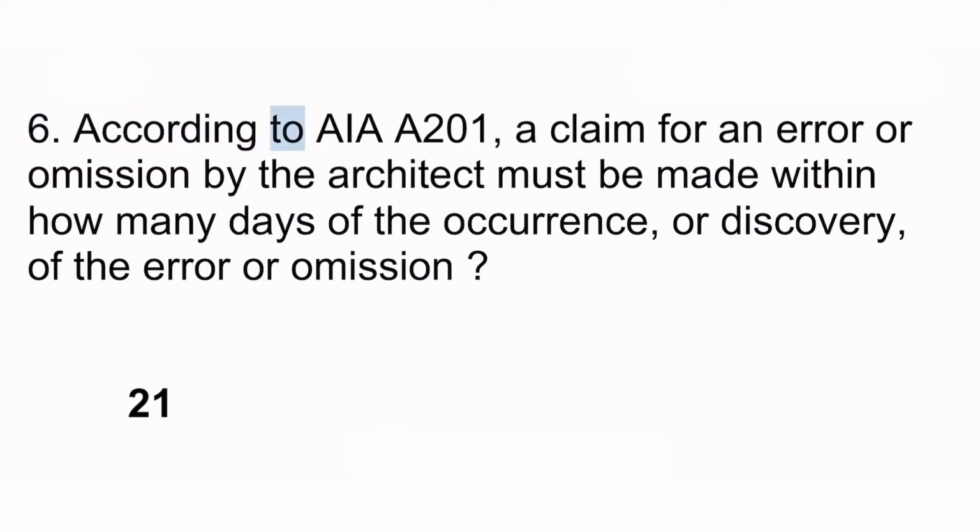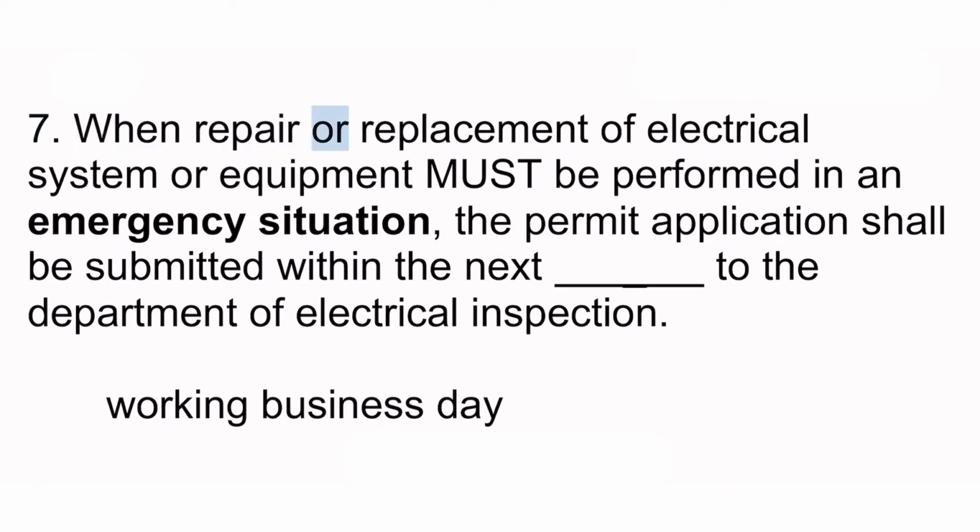6. According to AIA 201, a claim for an error or omission by the architect must be made within how many days of the occurrence, or discovery, of the error or omission? 21.